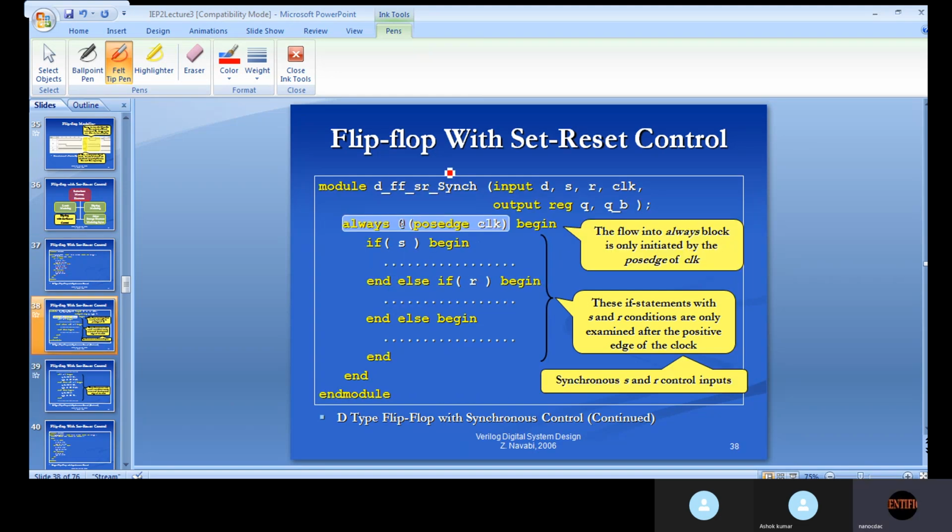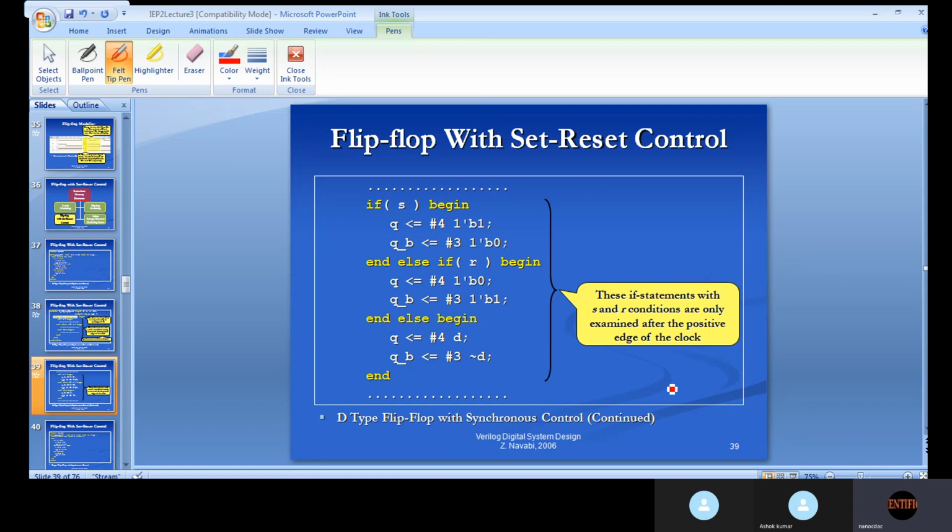So here the flow into the always block is only initiated by the posedge of the clock, and here the if statements with the S and R conditions are only examined after the positive edge of the clock. And here the S and R control inputs are synchronous. These if statements with S and R conditions are only examined after the positive edge of the clock. Already I have explained this.